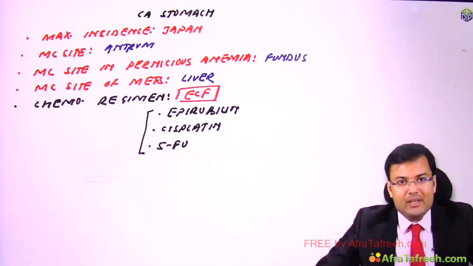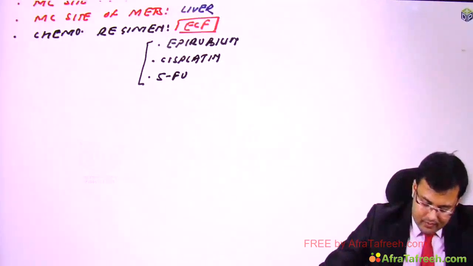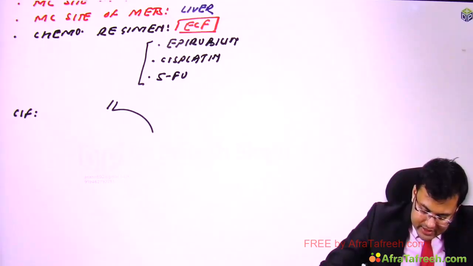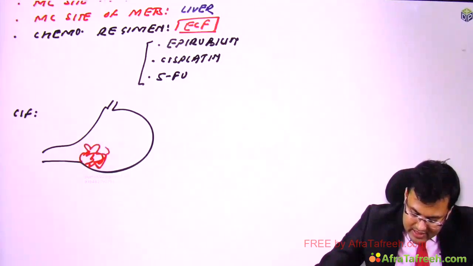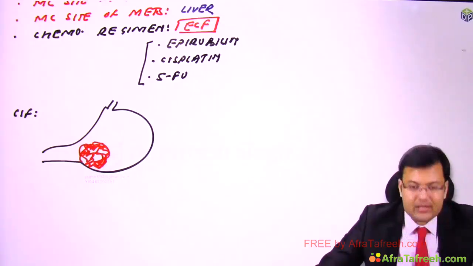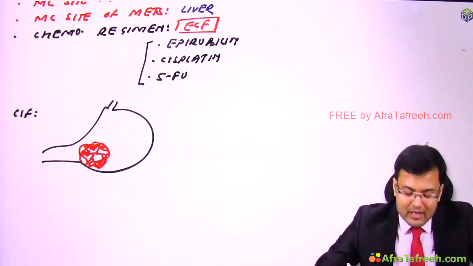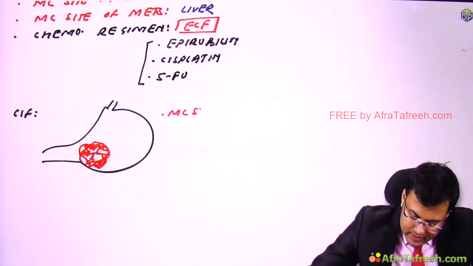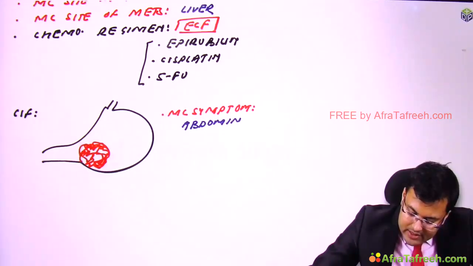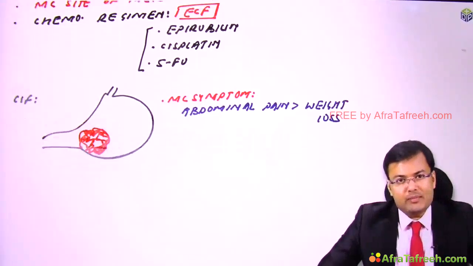Now see what's going to happen in carcinoma stomach. Clinical features: you can see this is the stomach, and in the majority of cases, where is the malignancy? It's located at antrum. And if there is growth at antrum, generally it causes obstruction. Because of that, what's the most common symptom? The most common symptom is abdominal pain, followed by weight loss.